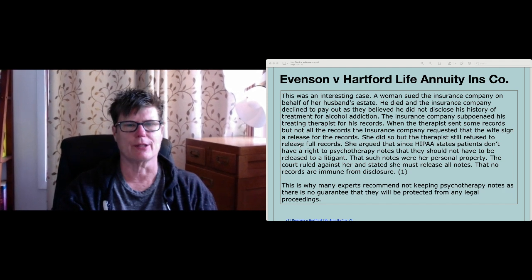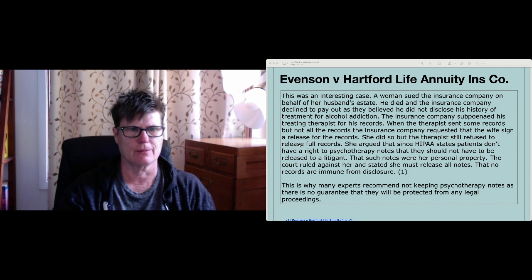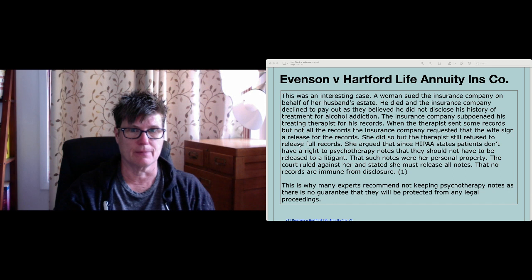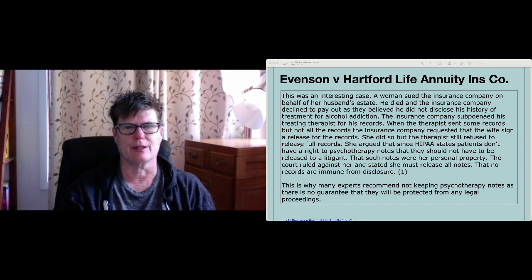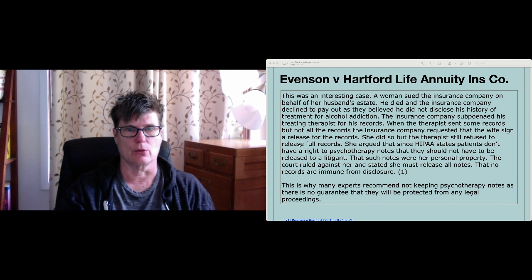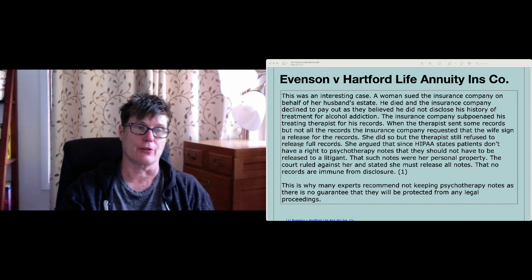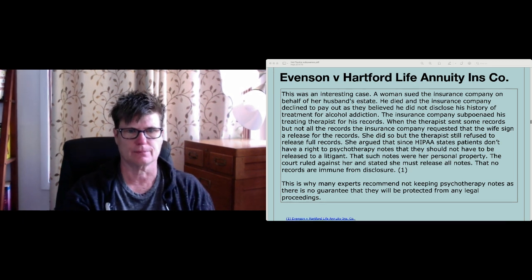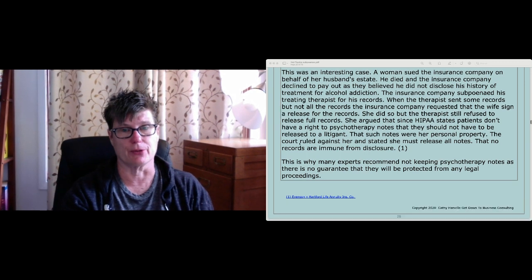The insurance company requested that the wife sign a release for all records, which she did. The therapist refused to release them again and argued that HIPAA states patients don't have a right to psychotherapy notes, that they should not have to be released to a litigant, that the notes were her personal property, and the court ruled against her. So it's just important for you to know that no records are immune from disclosure if a judge orders them. So even if you keep psychotherapy notes, a judge could still order you to release them. And this is why some experts say don't keep those notes.